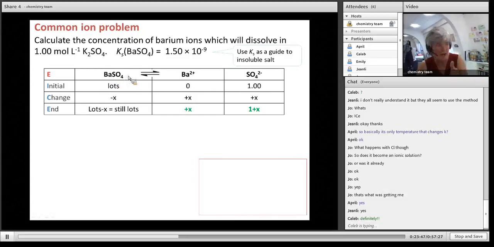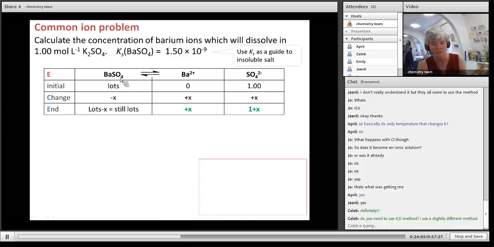barium, this equation, but of course our barium ions come from the barium sulfate, and the sulfate ions come from two different sources. So in the beginning, I can have lots of barium sulfate because it's not dissolved, and this is the solid. Okay, Caleb, you don't have to use the ICE method. There are a number of different methods you can use. So this is just one of them. And in the beginning, I didn't have any barium ions because they hadn't dissolved yet.